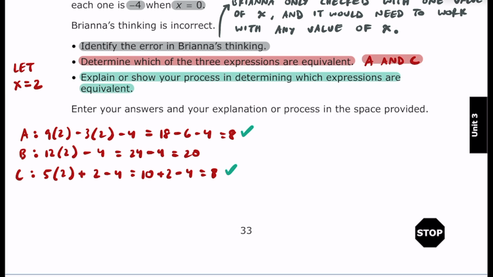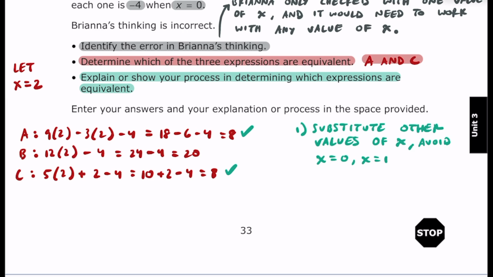Now, in terms of this third part, it says explain or show your process in determining which of the expressions are equivalent. I kind of just went over both ways there. I think probably the most common thing most people will do is substitute other values of x in. Again, earlier I substituted in x is equal to 2, and I was able to prove that A and C were equivalent. But again, just choose anything that's not 0 or 1. That's one route you could have taken.